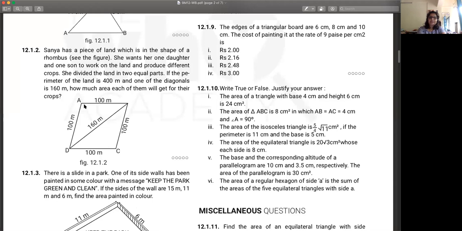So you have a rhombus, and you know each side is 100 meter and the diagonal is 160 meter. So find out the area using these values.